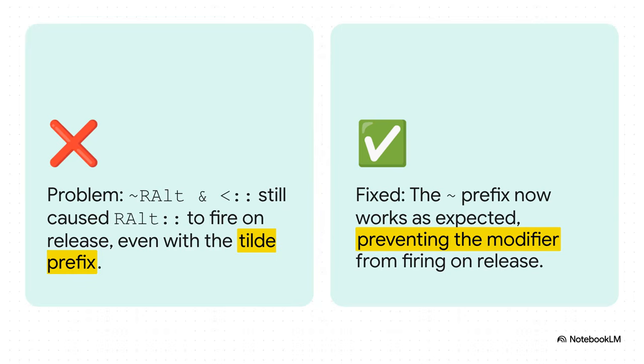So here's a fix for a classic headache. Before, if you used that little tilde prefix, the one that lets a key's normal function pass through, it could still accidentally trigger a totally separate hotkey when you let go of the key. Not anymore. Now it works just like you'd think it should. The tilde does its job, and only its job, which makes your more complex hotkey combos way more reliable.